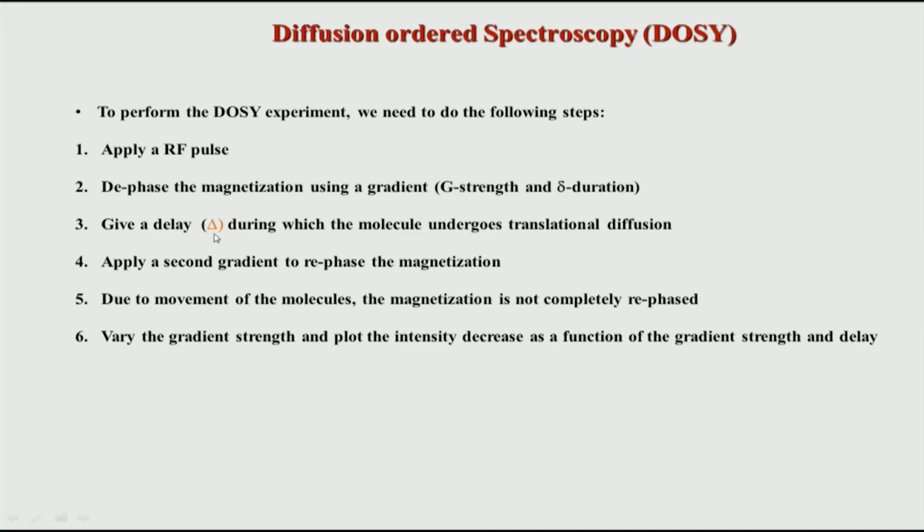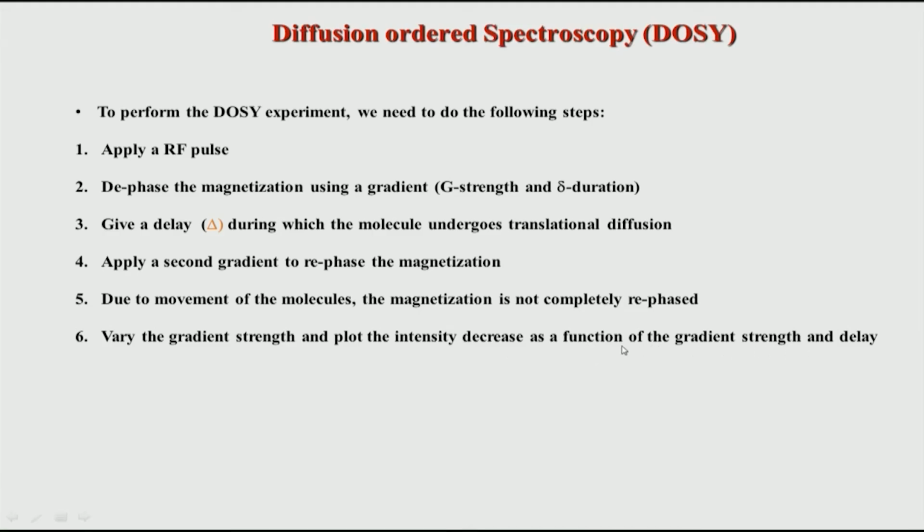But then if I switch on the gradient, if the gradient is small, then the diffusion effect is less. As I keep changing the gradient, the diffusion effects on the signal intensity will keep increasing. So, the experiment involves changing the gradient strength. You record a series of experiments, not just one. DOSY consists of a series, a number of 1D spectra. In each 1D spectrum you keep changing the gradient strength, look at the intensity, and plot the intensity, which should decrease as a function of the gradient strength.